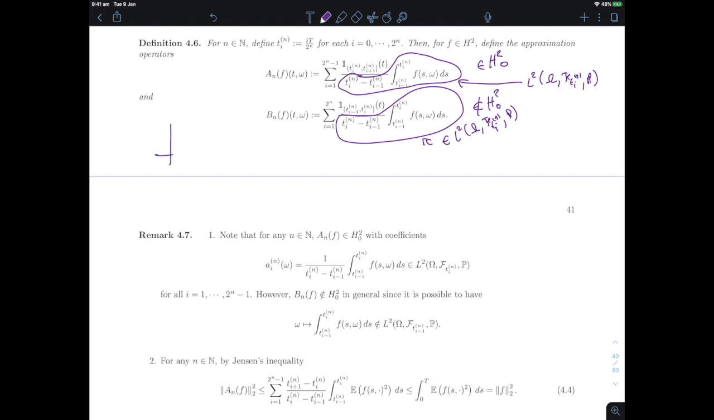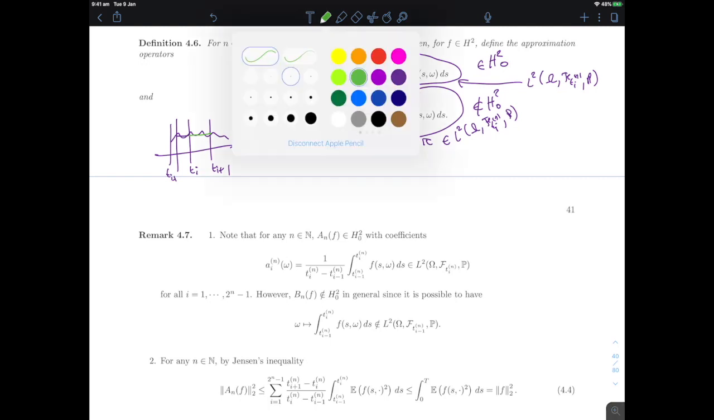So the picture is like that. Compared to what we have before, I have my trajectory of my process. I look between ti and ti+1, and then I take the average over what happened earlier, and that is the value, let's write it in green, that I use to approximate my process on the next interval.